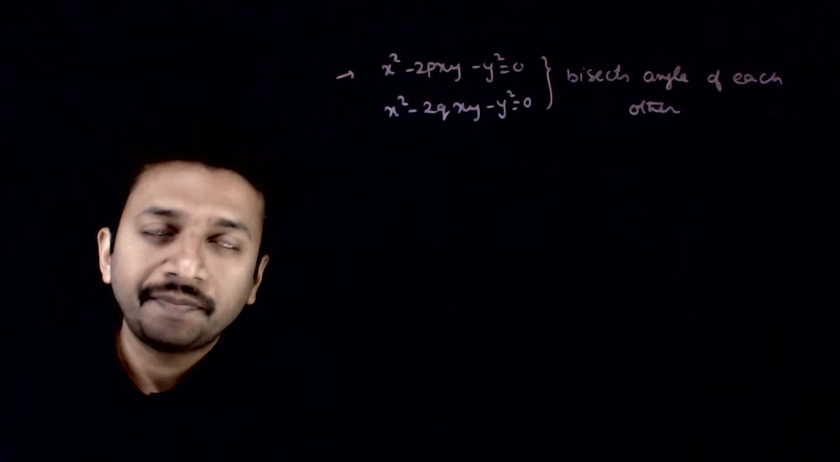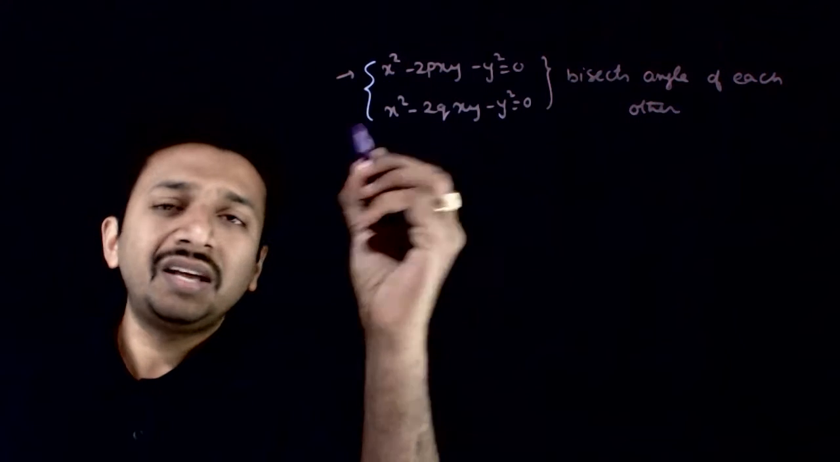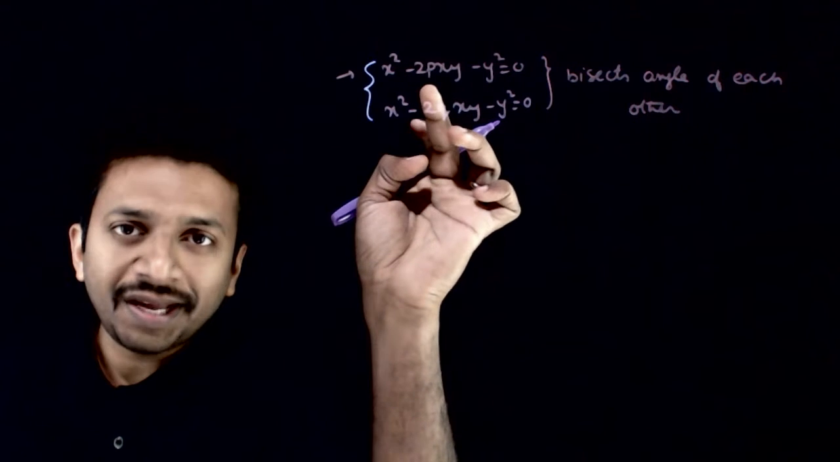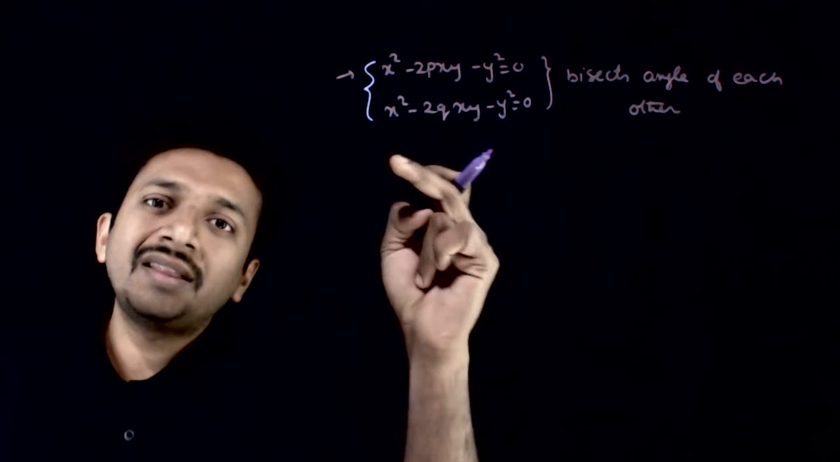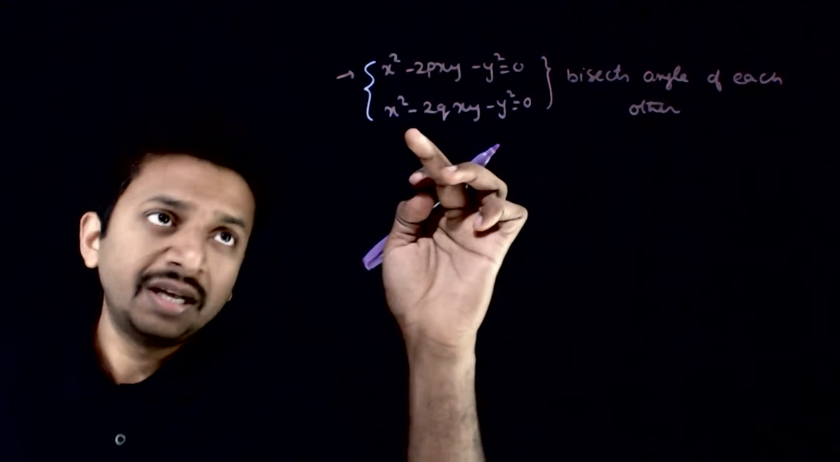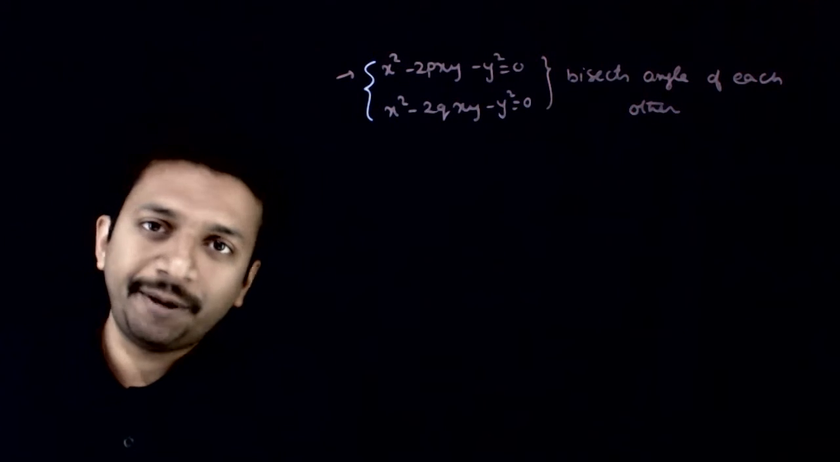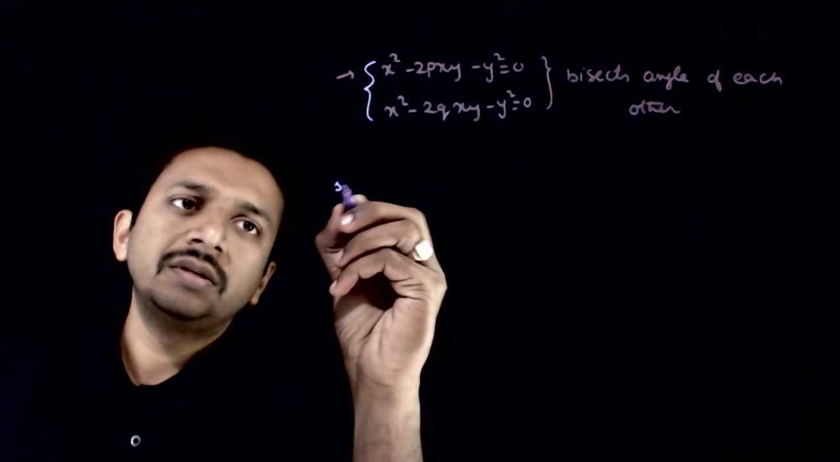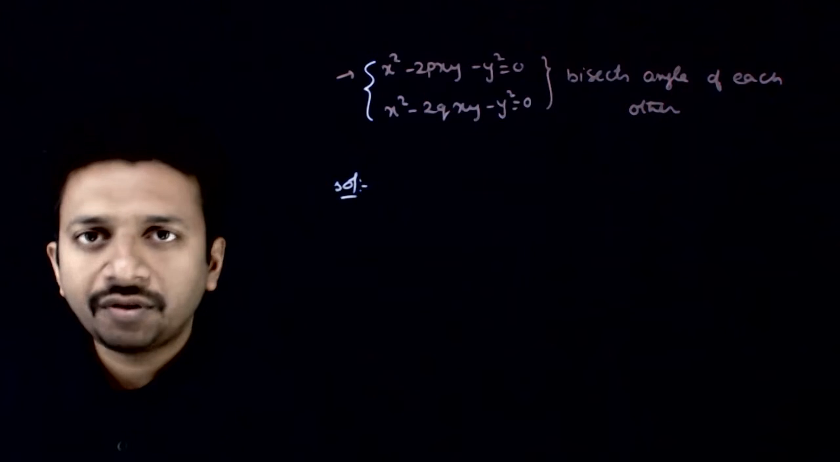So welcome students. In this question you're given equations of two pairs of lines. It says that each pair of lines bisects the angle between the other pair of lines. So that means this pair of lines bisects the angle between this pair, and this pair bisects the angle between that pair. So if that is so, what is the relation between p and q? Again, a very straightforward question.